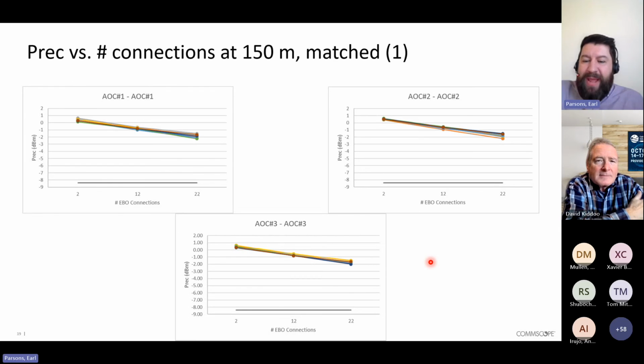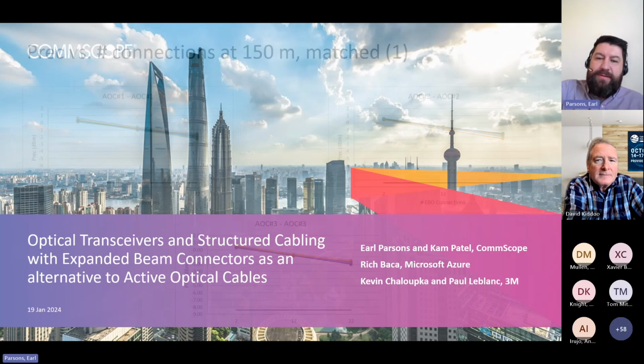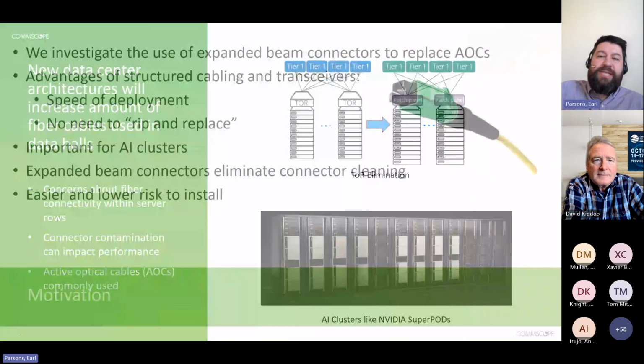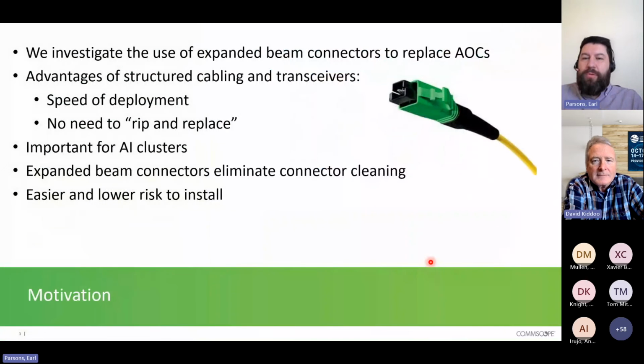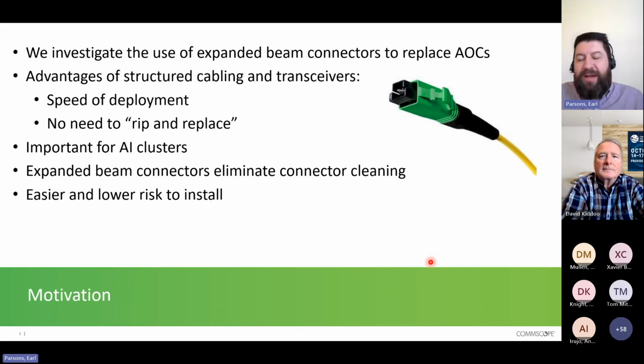Yeah, so the main thing is the expanded beam, right? If you look at your 50 micron core coming out of the fiber, one piece of dust can block a lot of that. The expanded beam is going to block a smaller percentage of it.